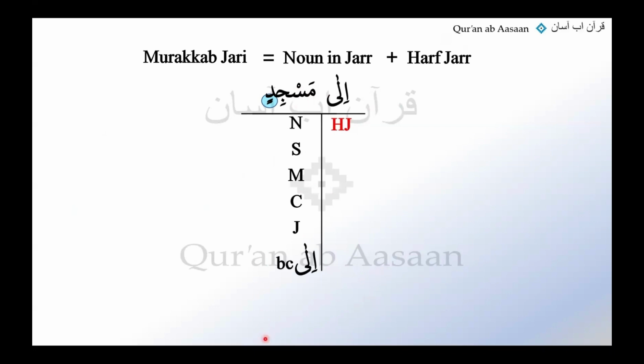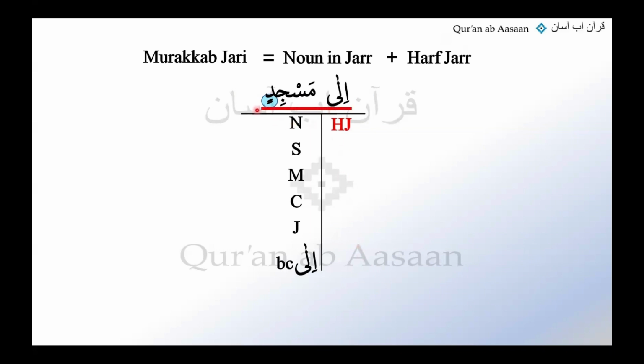But how did we go about finding it in the juz? Did we start by looking for harf jar? No, we look for a colored noun in jar, then we look back, and if we see a harf jar there, that's when we know it is a murakkab jari. And once we identify it, how did we learn to then mark it? By underlining it red. Excellent.